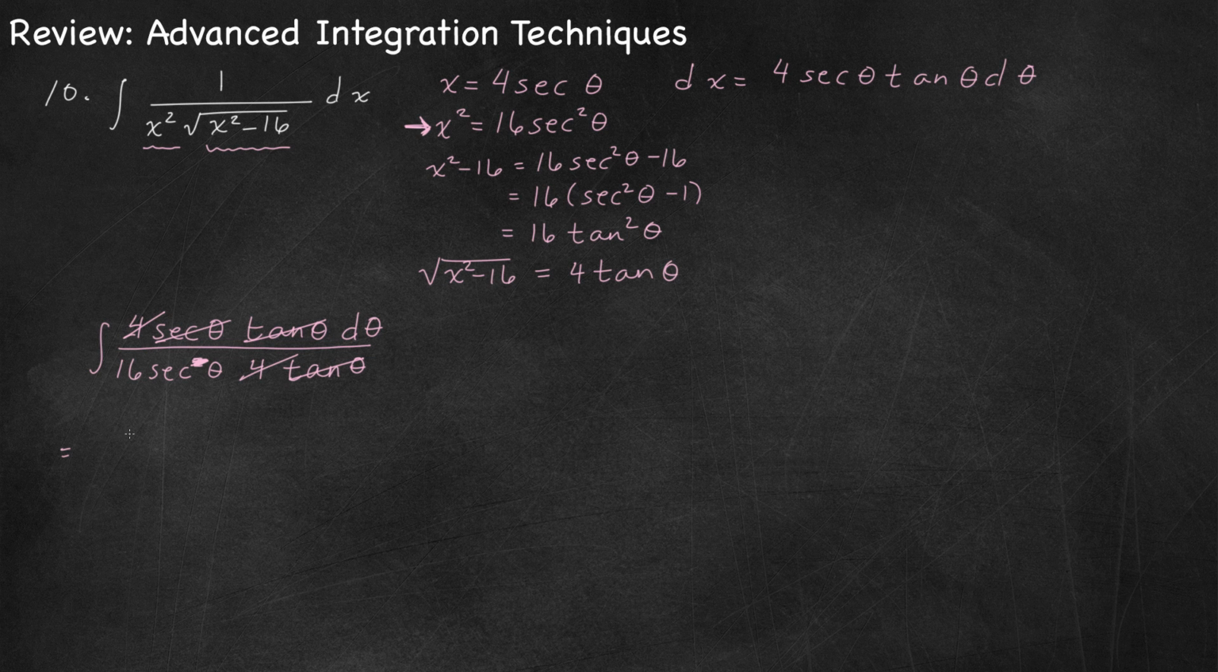And that's just going to leave me with 1 over 16 integral 1 over secant theta d theta. And that becomes just cosine theta. 1 over secant theta is cosine theta, which is very easy to integrate. So 1 over 16 sine theta plus c.